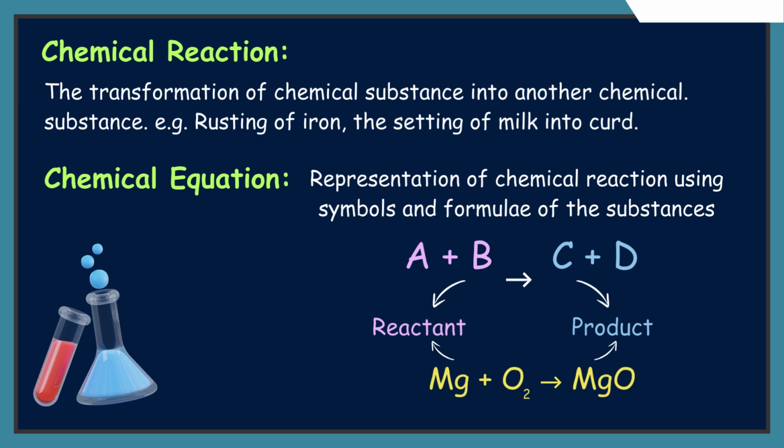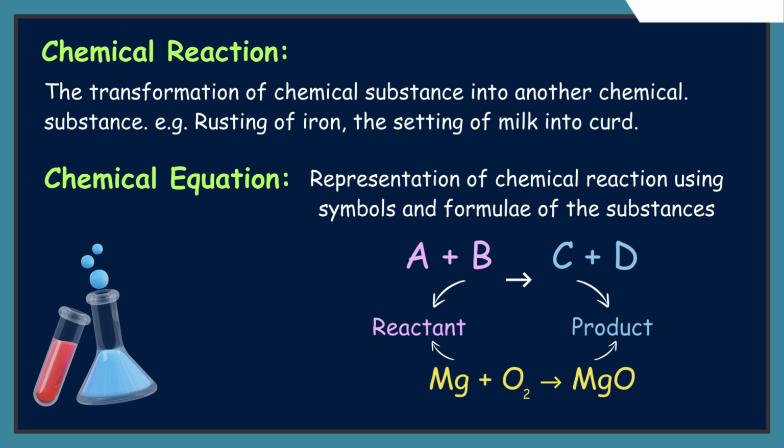Now, how do we write these changes down? We use chemical equations. These are like short ways to write down what happens. We use letters and symbols instead of writing long sentences. Like we see here, A plus B gives you C plus D. This means two things, A and B, come together and make two new things, C and D. A and B are called reactants, because they are what we start with. C and D are called products, because they are what we get at the end.